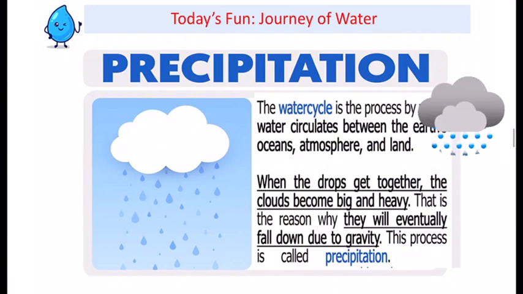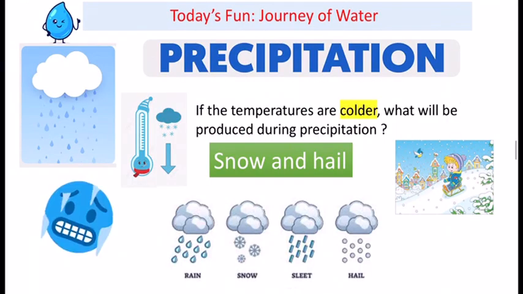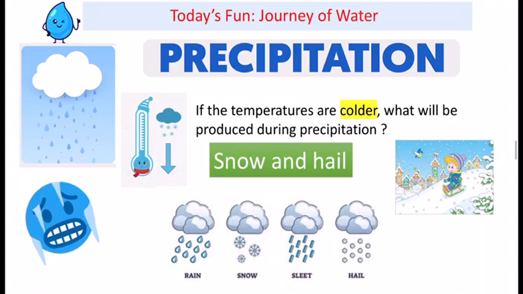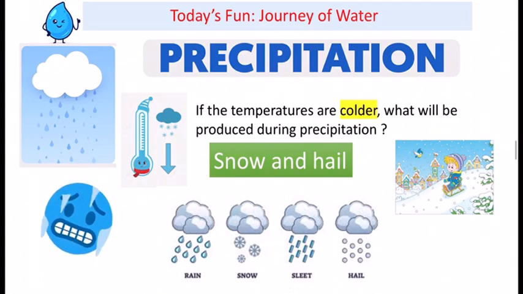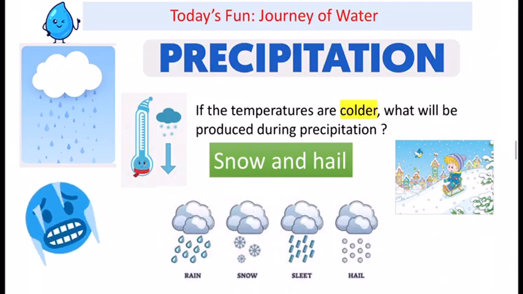When the drops get together, the clouds become big and heavy. That is the reason why they will eventually fall down due to gravity. This process is called precipitation. If temperatures are colder, what will be produced during precipitation? Snow and hail.